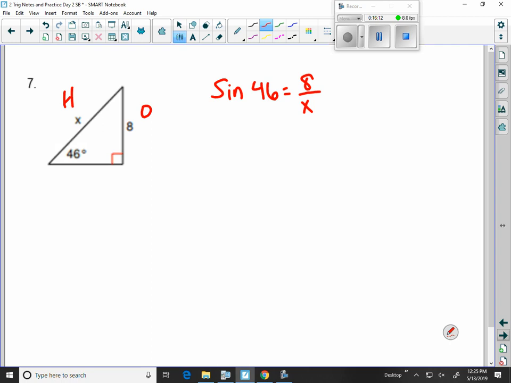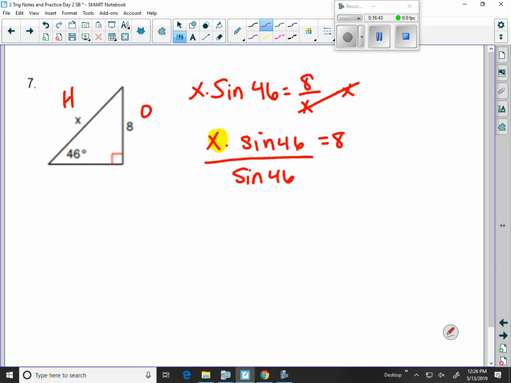Let me tell you. We do the same process. Just trust me. Multiply both sides by x. Keep in mind, I want this x alone. How am I going to get that x all by itself? Divide by sine. Yeah, divide by the sine of 46.